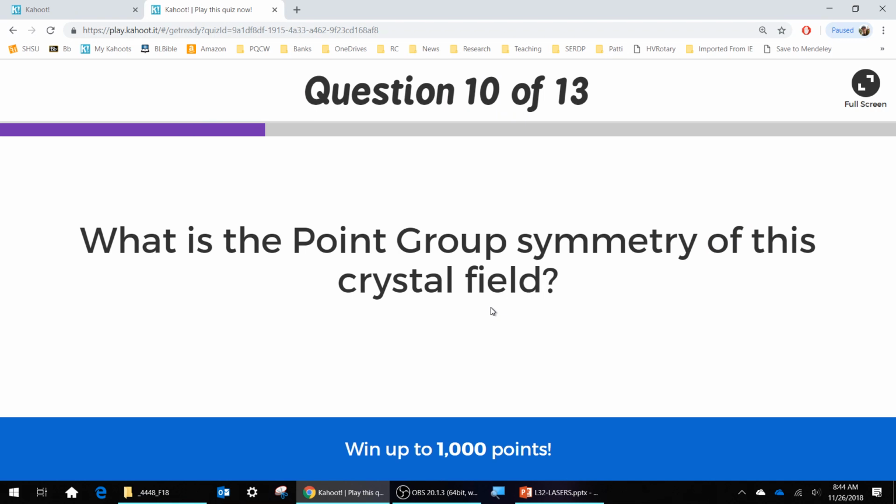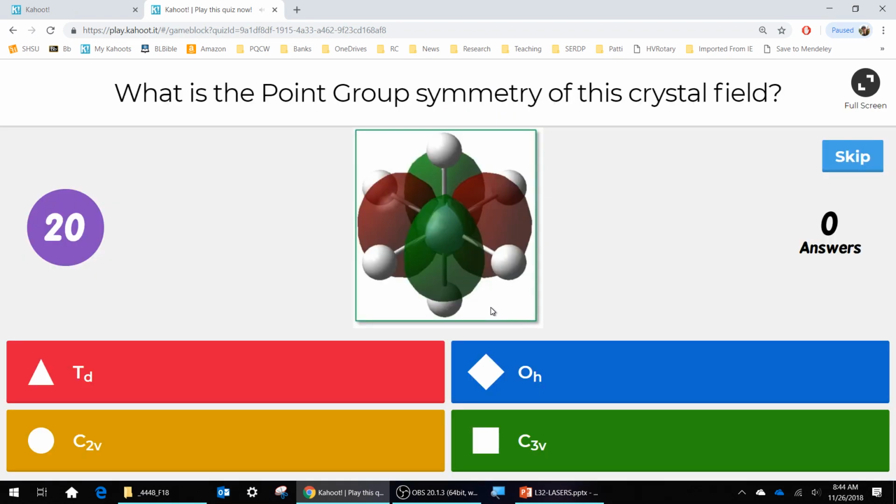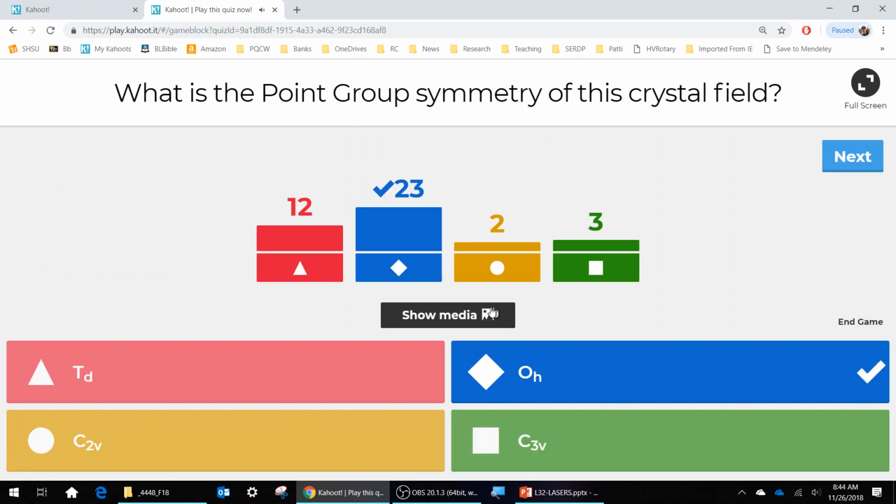What is the point group symmetry of this crystal field? So this molecule, forget about the orbital, just the molecule itself. You've got a metal surrounded by 6 identical things. Whenever you have 6 identical things around a central atom, it's what point group? It's octahedral. Okay.